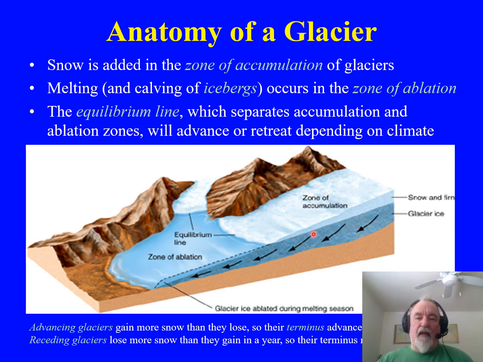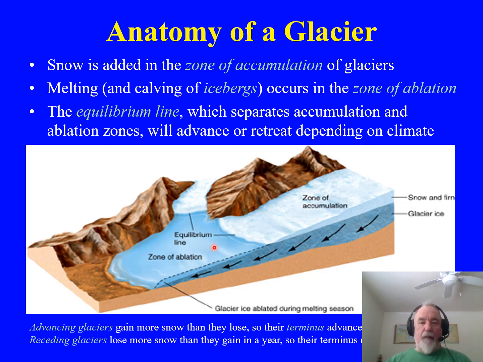Now, if we get a lot of accumulation, that's going to have more of a down slope push, and the front end of the glacier will move forward. That would be called an advancing glacier. On the other hand, if we start to lose more ice from the ablation zone than we're gaining from the zone of accumulation, then we'll have less of a push downhill, and the zone of ice will actually retreat. So we'll have a retreating glacier.